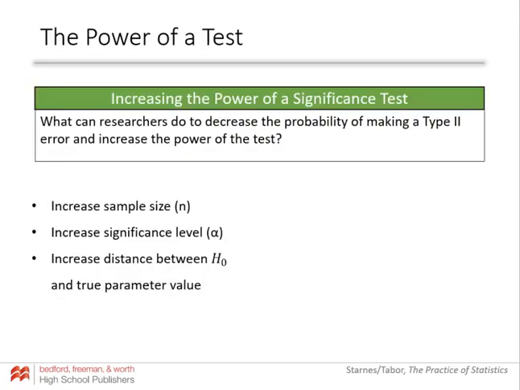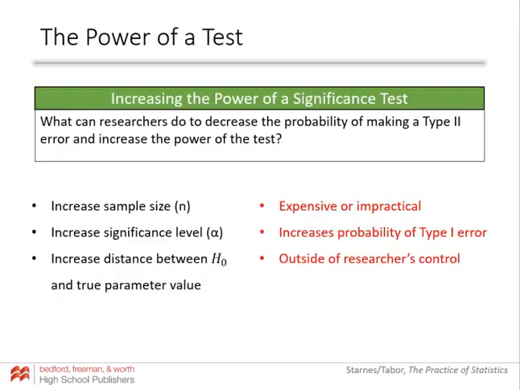Now, each of these things comes with a drawback. Increasing sample size is sometimes expensive or impractical. If I have to find more people, find more things, it can be difficult to do. If I increase the significance level, yes, I increase the power and I decrease the probability of making a type 2 error, but at the same time, I am also increasing the probability of making a type 1 error. So everything is a trade-off, and we have to balance, again, which one of those errors is going to be more serious.